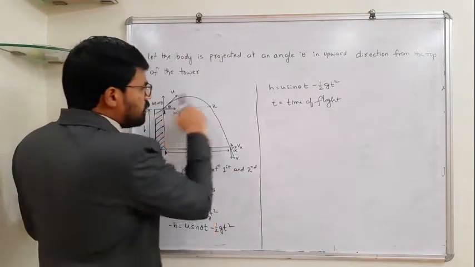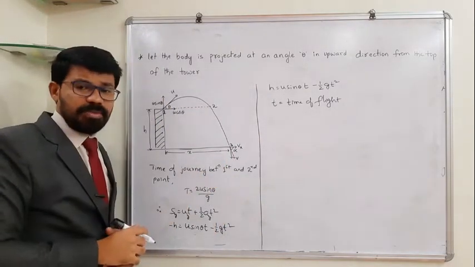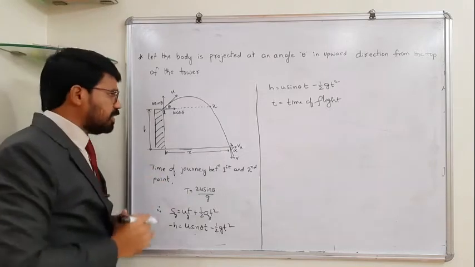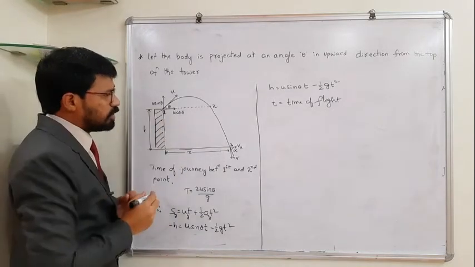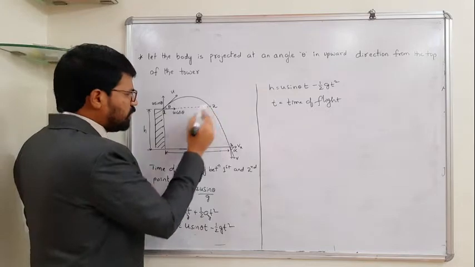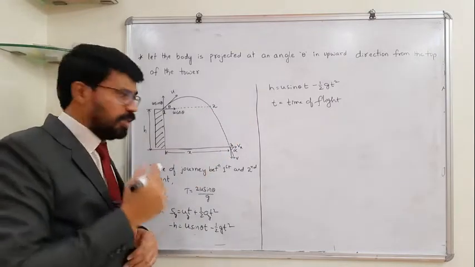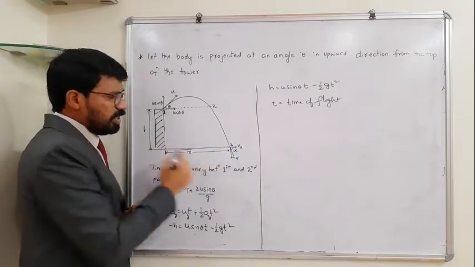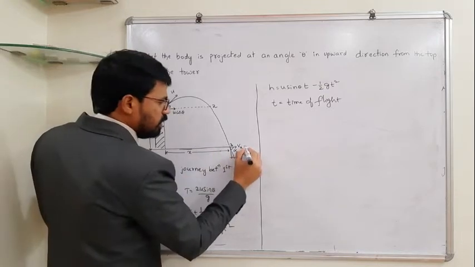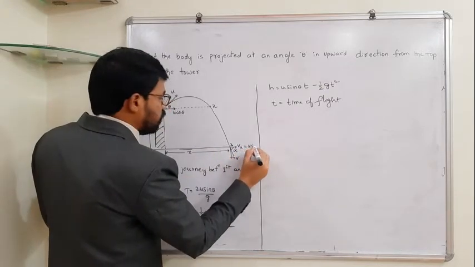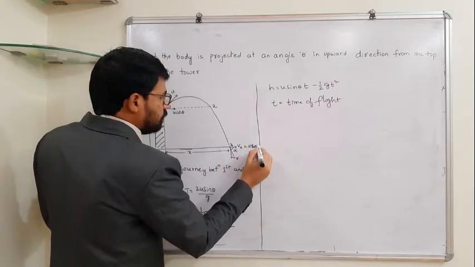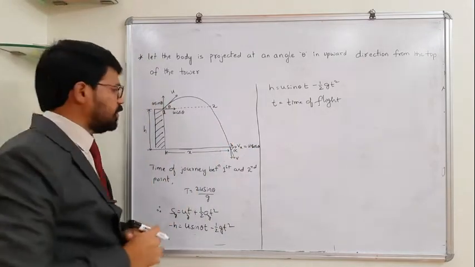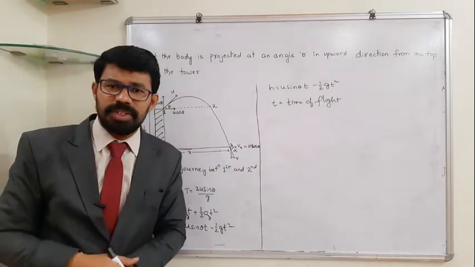Now, during this time of flight, how much is the vertical distance covered by the body? Equal to h. And here also, whatever horizontal component of velocity is there, it remains constant everywhere. At point 2, what is the horizontal component of velocity? u cos theta. And at point 3 also it is u cos theta.